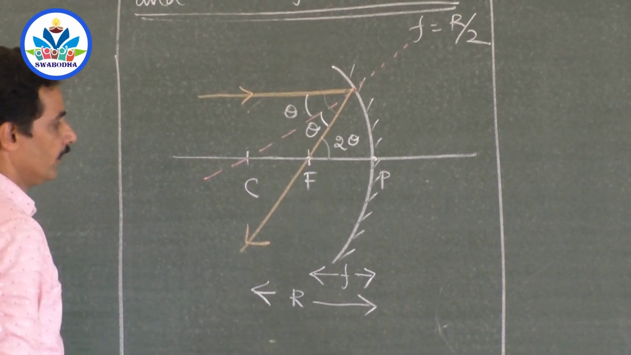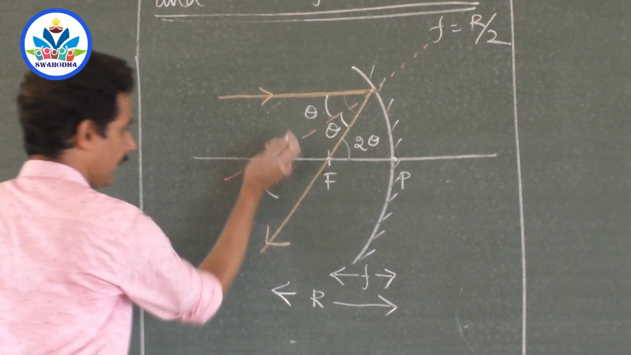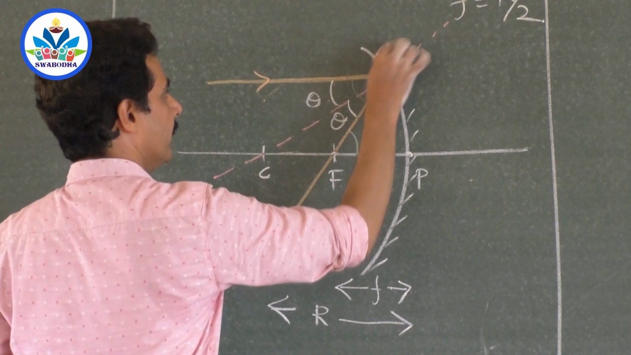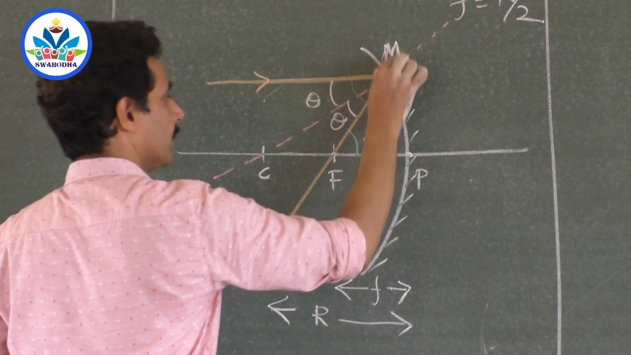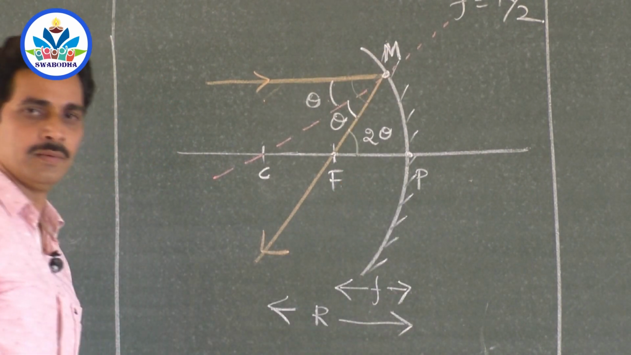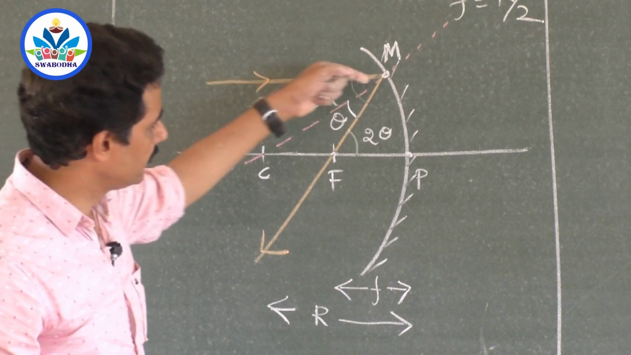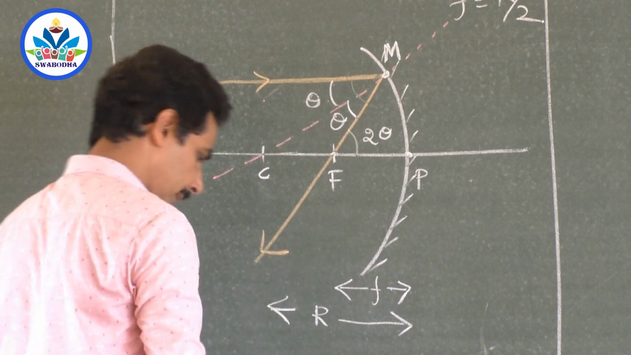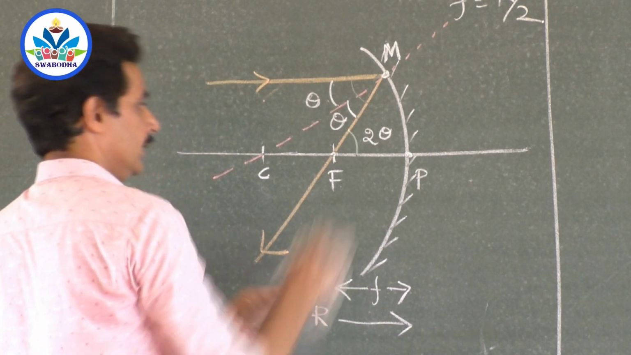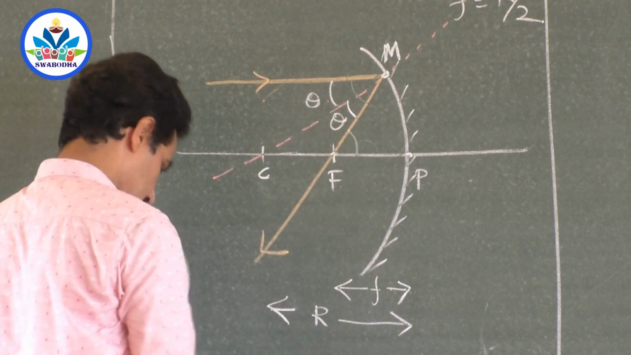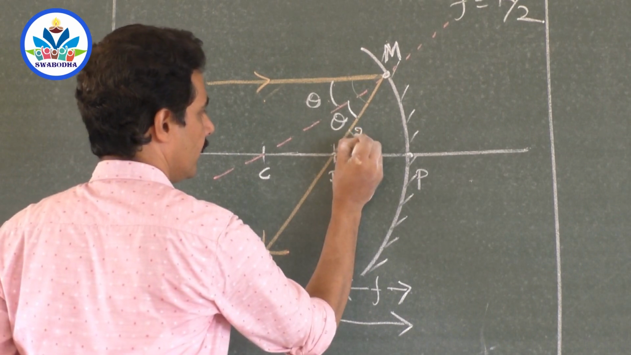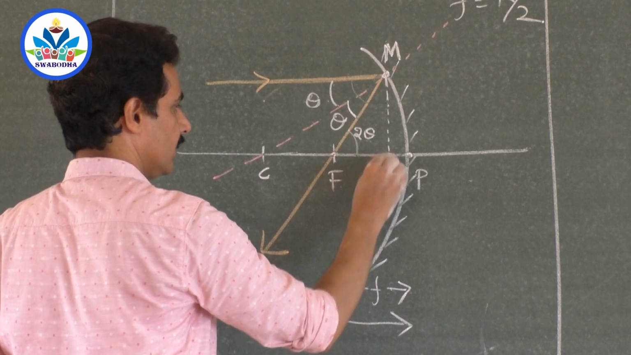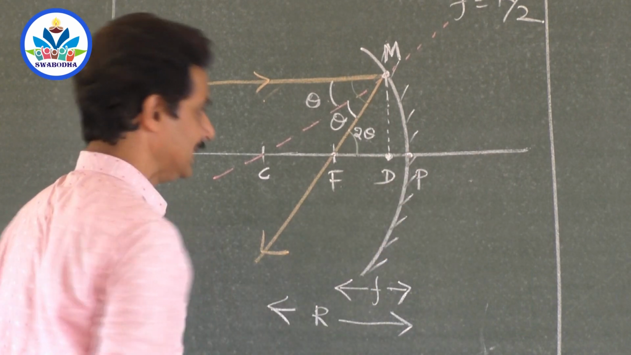Now for this triangle, I will name them. This is center, focus, and I will call this M, the ray of light hitting the point M on the mirror. So this ray hits the point M on the mirror and gets reflected. And I will drop a perpendicular from here. This is 2 theta. So I will drop a perpendicular from here and I will call this D, MD.